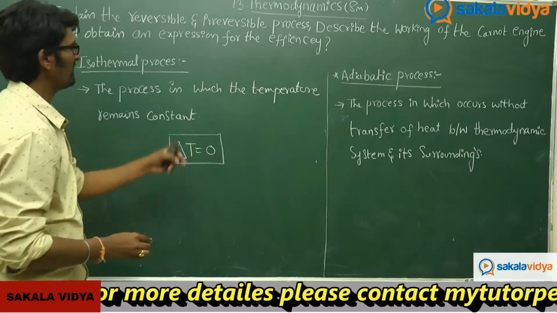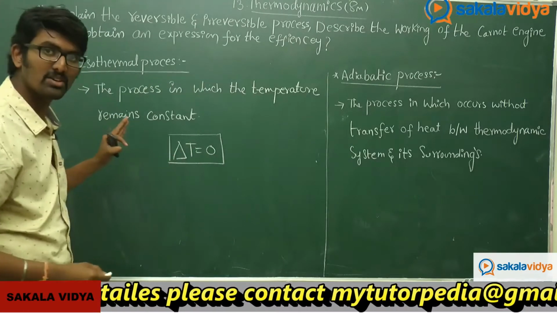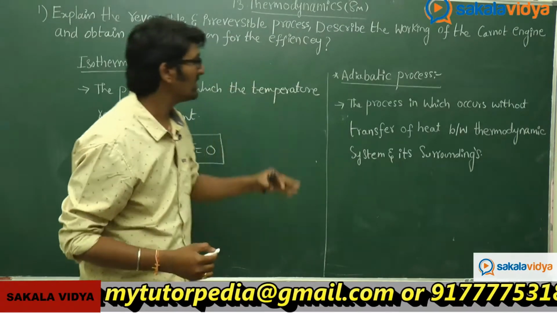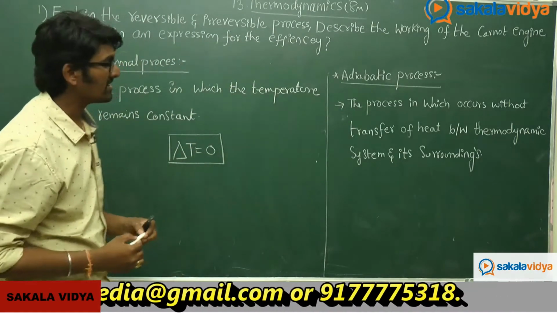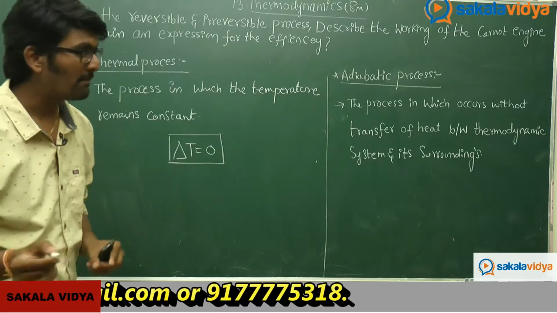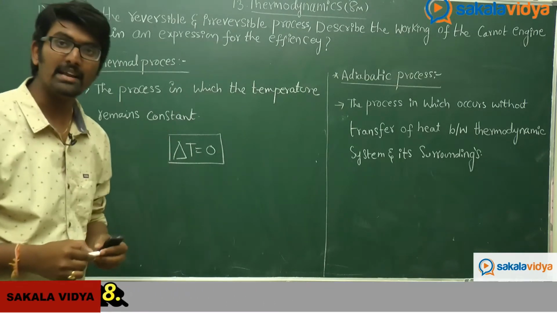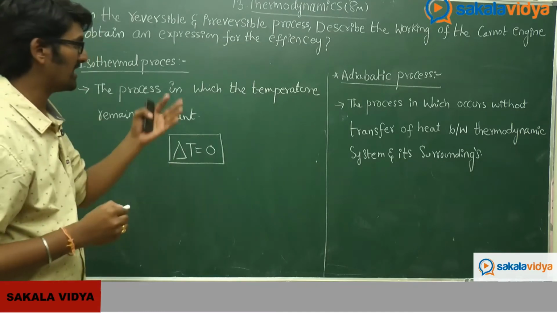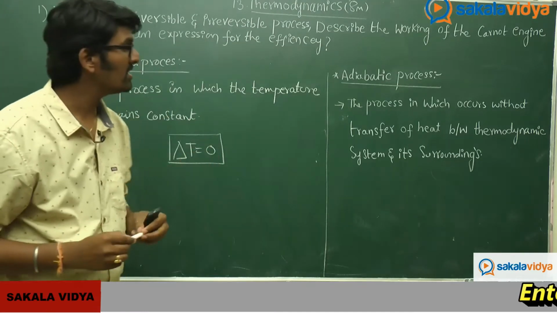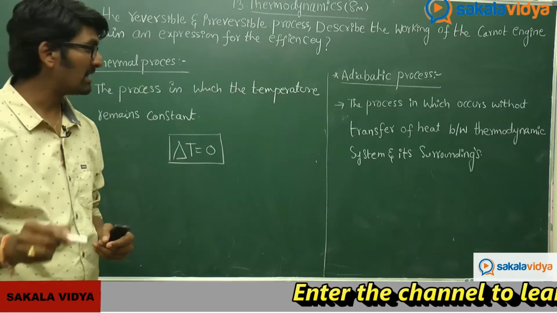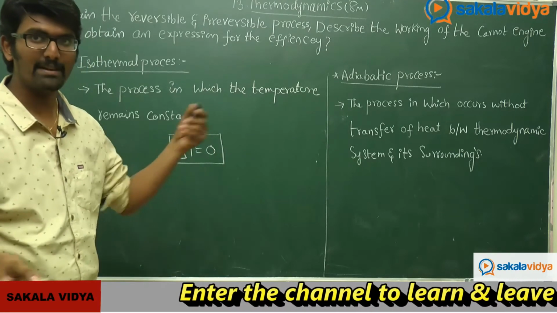So the process in which the temperature remains constant is called an isothermal process. Whereas an adiabatic process is the process in which it occurs without the transfer of heat between the thermodynamic system and its surrounding. So what is an adiabatic process? The process which occurs without transfer of heat between the thermodynamic system and surrounding is called an adiabatic process.